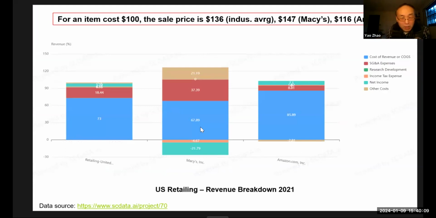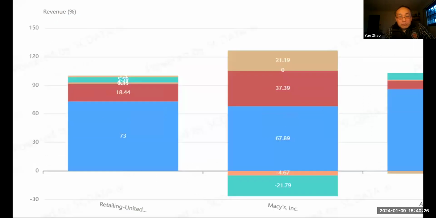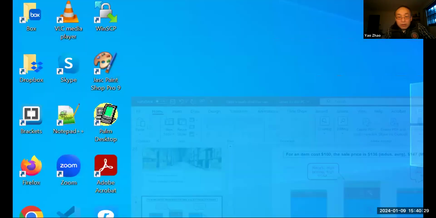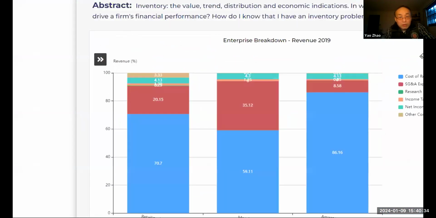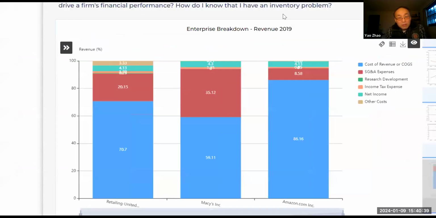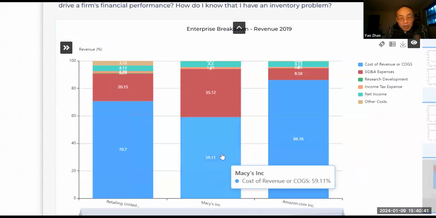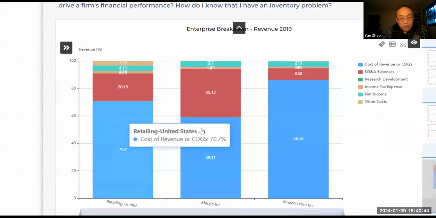Now let's look at their 2021 revenue breakdown. We can see their cost of goods sold, their net income, and their SG&A expenses. Let me just go to the interactive graph. Here we go. No, this is Walmart versus Amazon. Okay, here we go, this is Amazon versus Macy's. Right here, we can see all the numbers. That's why I prefer to do this.